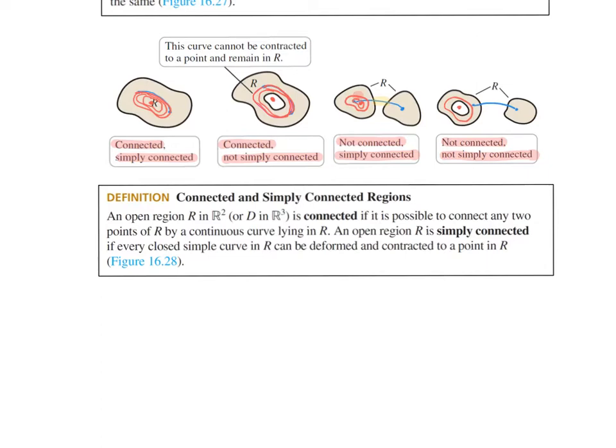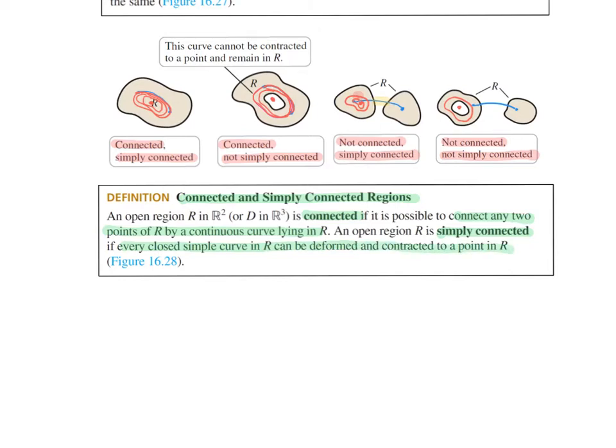Okay. And now the regions that we're most often going to be concerned with is the first type, the connected and the simply connected. And that's what's in this box below, this definition of connected and simply connected regions. Connected, if it's possible to connect any 2 points by a continuous curve that's still lying in the region. Simply connected, if every closed simple curve can be deformed and contracted to a point in R.